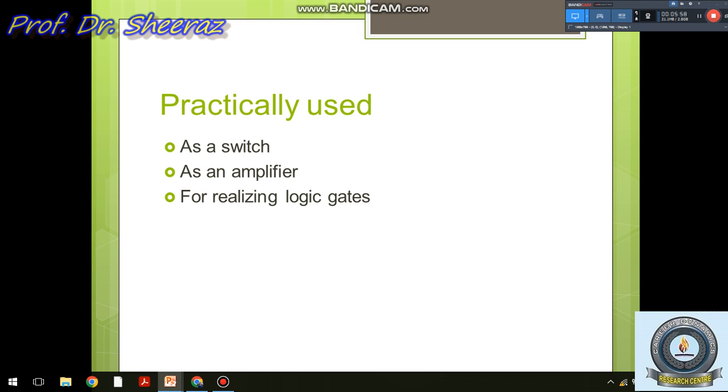Practically, the transistors are basically used for these three major applications. They are working as a switch, they are working as an amplifier, and they are working for realizing logic gates.